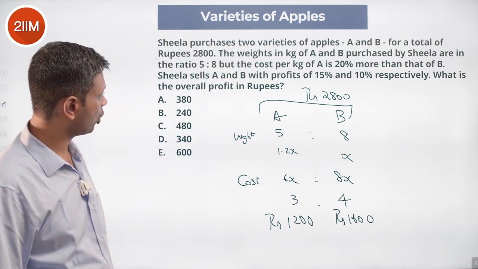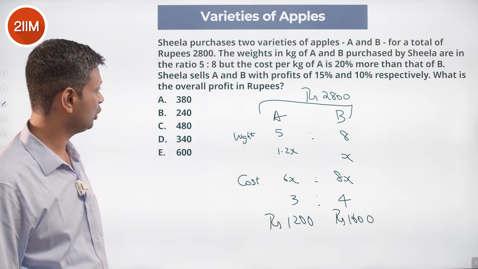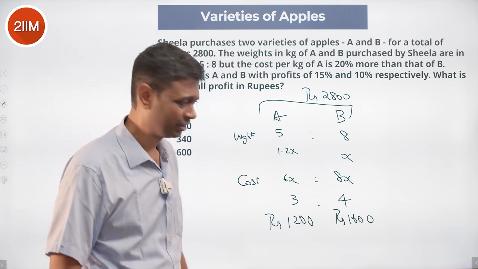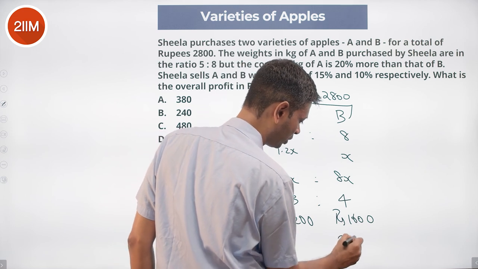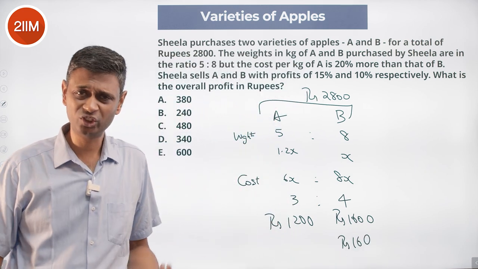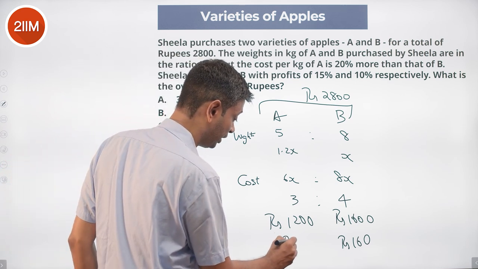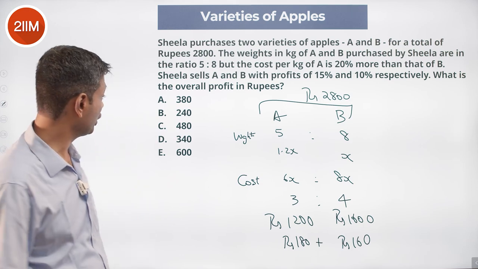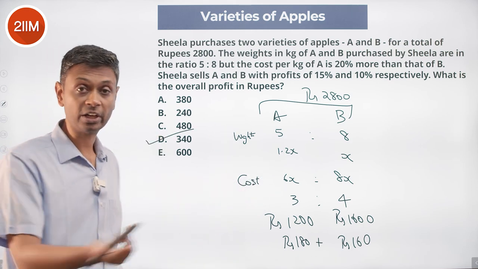Sheila sells A and B with profits of 15% and 10% respectively. What is the overall profit in rupees? 10% of this is easy, ₹160. 15% of this: 10% is 120, 5% is 60, so 15% is 180. ₹180 plus 160, that is ₹340. It should be there. Yes, it is there. Hopefully that's the right answer.